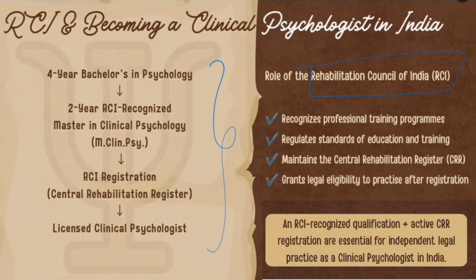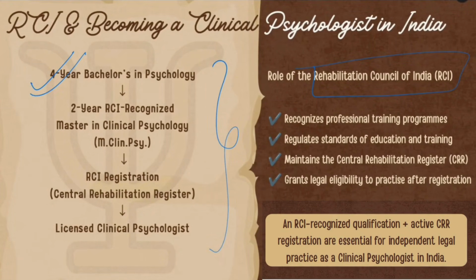The current path that we are aware of is you need a 4 year bachelor's in psychology, a 2 year RCI recognized master's in clinical psychology, then RCI registration, under which you have to have a CRR number, Central Rehabilitation Register, and that is how you become a licensed clinical psychologist.